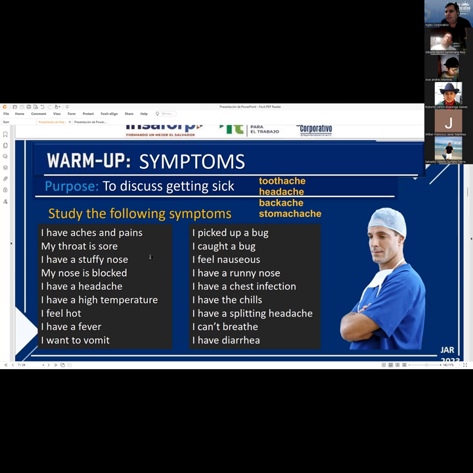A splitting headache. Yes? How do you say achaques? Achaques. Maybe aches and pains. Normally, achaques de la edad, what does it say? Aches and pains. The thing is that when you say achaques, it's only achaques, not "de la edad", because only because of age are there achaques. Yes, that's true.